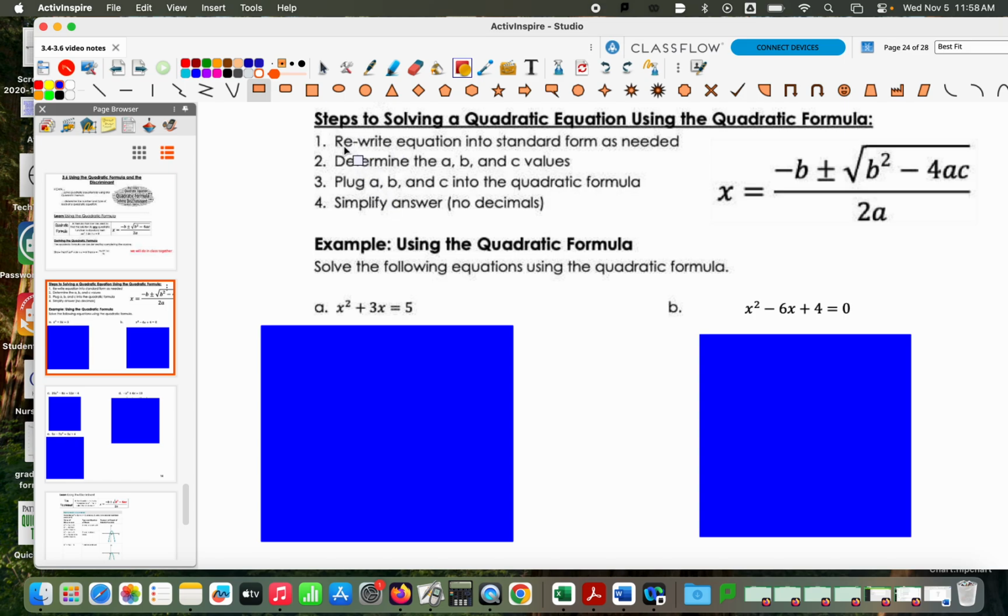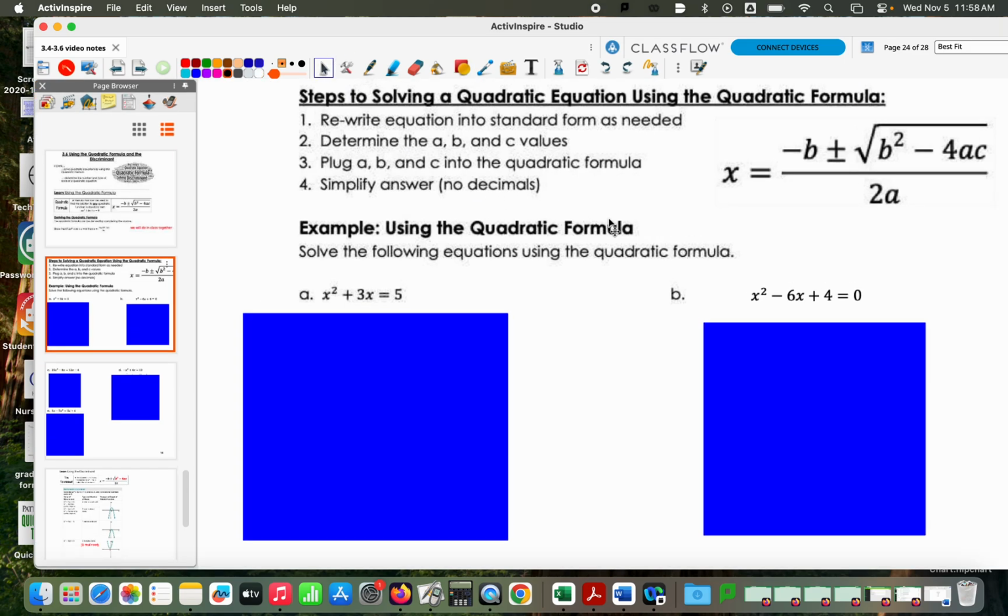Here are the steps. We want to make sure it's in standard form, make sure it's equal to 0. Make sure you know what your A, B, and C are. Watch your signs. You plug them in and you've got to simplify it. We don't want to see decimals unless they ask for it. Otherwise, we'll leave it as a simplified square root or fraction.